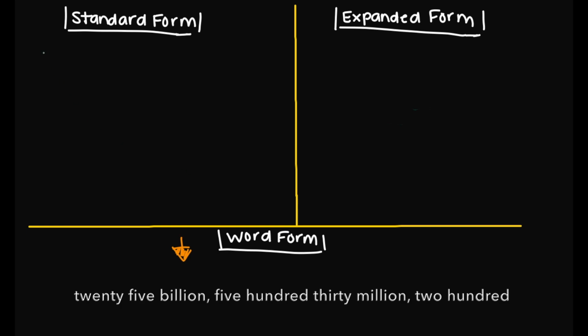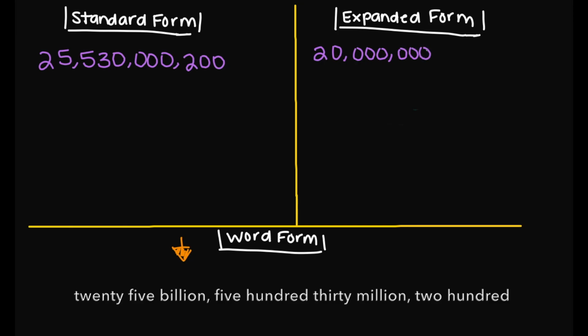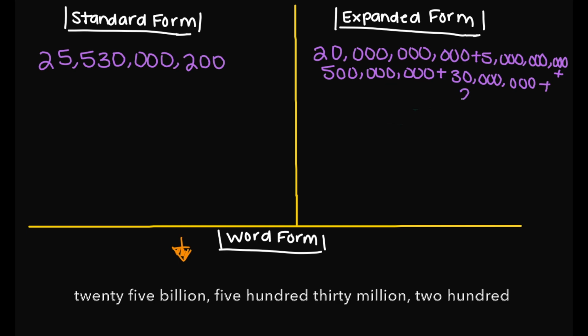So your standard form is going to be here. We said it was 25 billion. I got that. Then we have 530 million. And then we have our zeros here for our thousands. And then we have 200. If you write this in expanded form, you are going to get 20 billion plus 5 billion plus 500 million plus 30 million, and then plus 200.